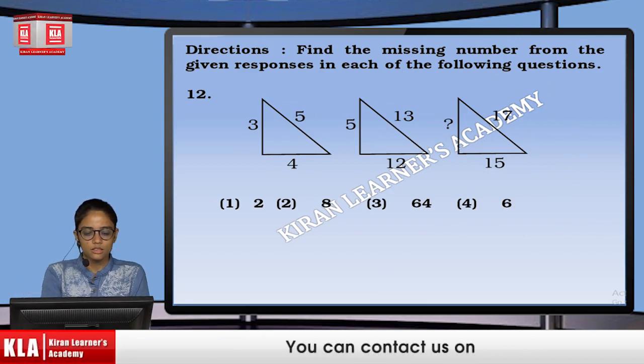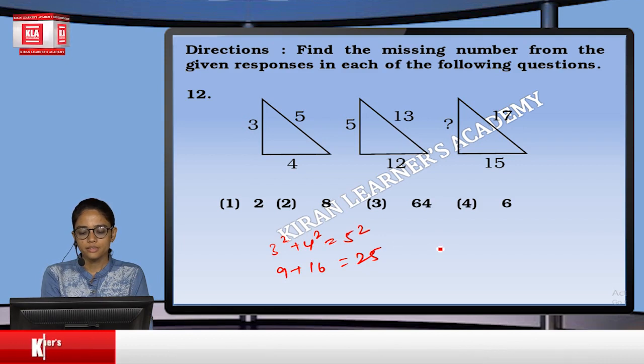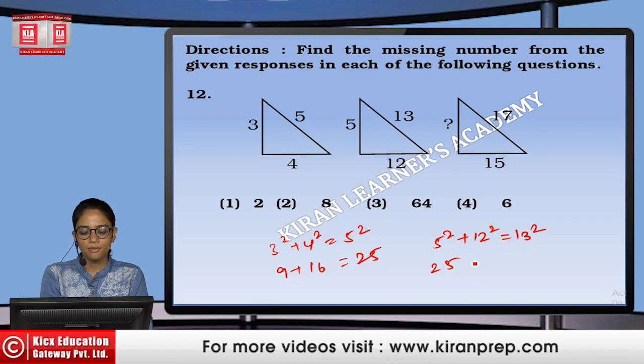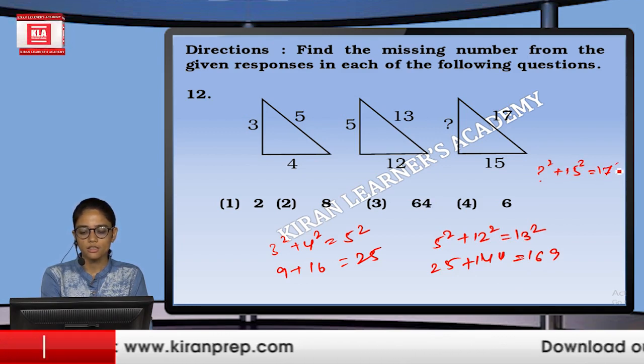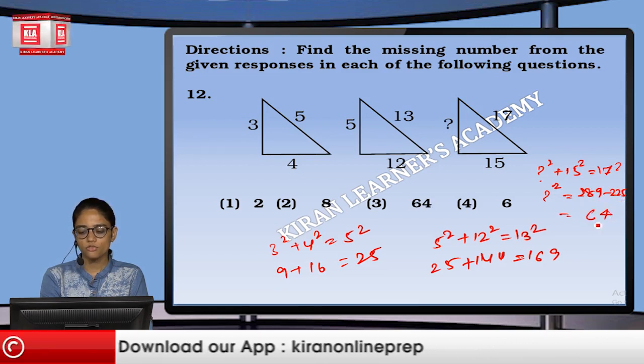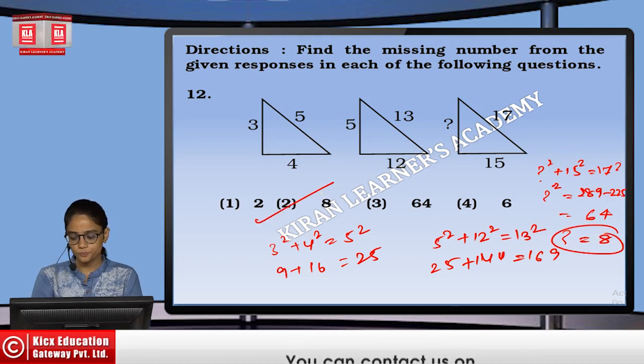Next, in this logic, we can say that 3 square plus 4 square is equal to 5 square. That means 9 plus 16 is definitely 25. Similarly, 5 square plus 12 square is equal to 13 square. 25 plus 144 will give you 169. Similarly, question mark square plus 15 square is equal to 17 square. Question mark square is equal to 289 minus 225. That will give you 64. That means question mark is equal to 8. So the answer will be option number 2.